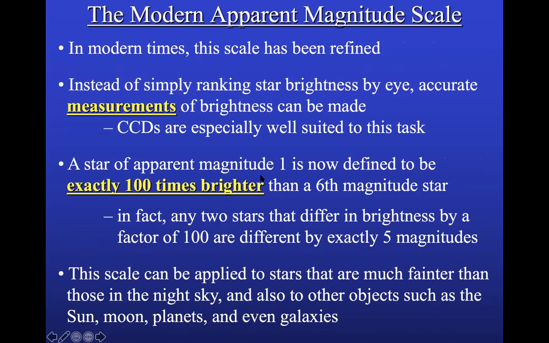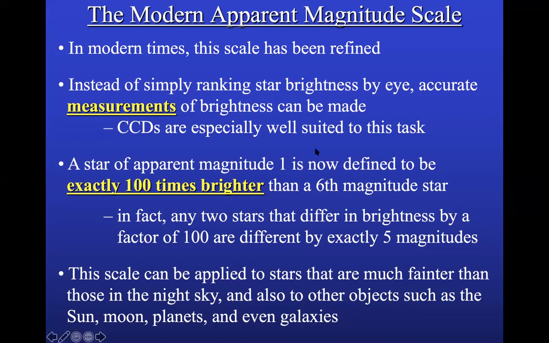Now this was what was used at that time. Now we have a modern magnitude scale for the apparent magnitudes. This is because instead of simply ranking the star's brightness by eye, accurate measurements of brightness can be made using CCDs, especially these days. CCD means charge coupled device, and there are CCD cameras that astronomers use by coupling the camera with the telescope, so that you can take the image and then measure the brightness of a star. Right? This is how modern astronomy works.